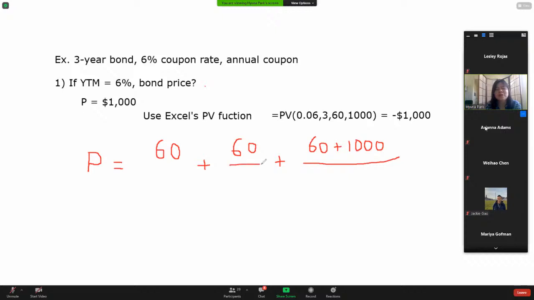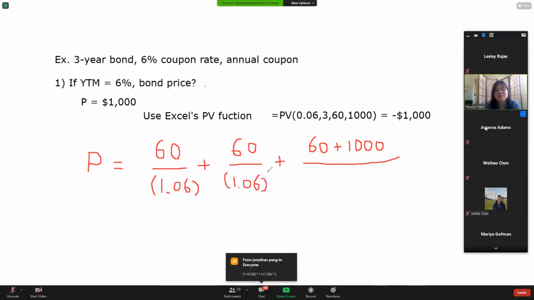And these are future money, so these should be discounted. So 1 plus 6%, and 1 plus 6%. What should I do here? To the power of 2.